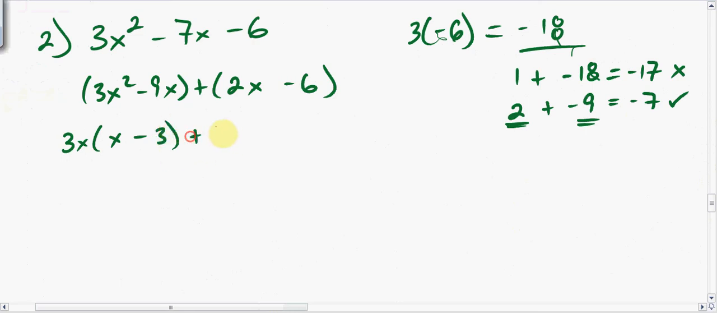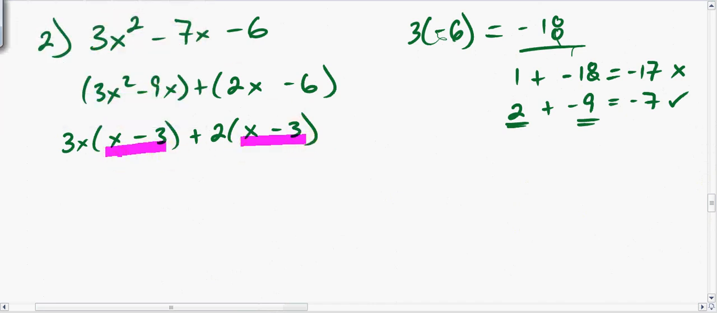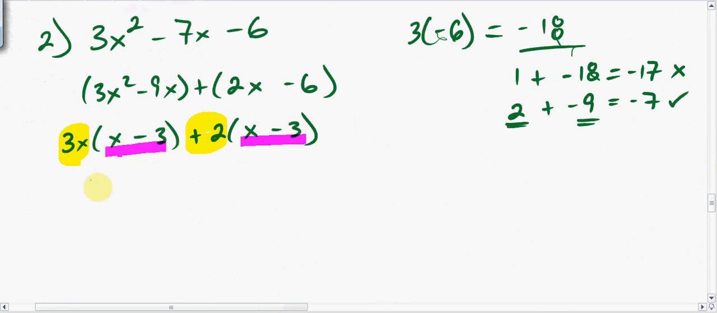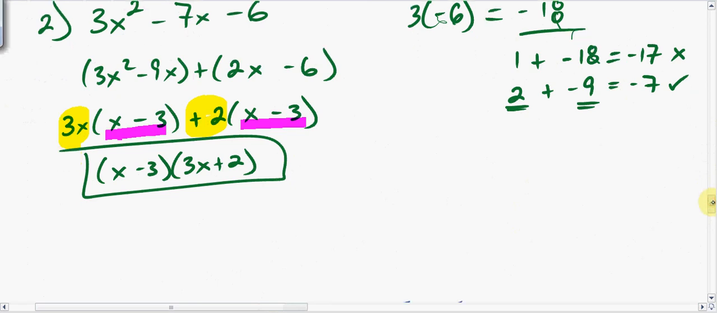What's the GCF here? Pull out 2. 2x divided by 2 is simply x. Negative 6 divided by 2 is negative 3. Looks like we're in good shape. We have two binomials that are exactly the same. I write once whatever's left, which looks like 3x plus 2. I also write x minus 3, and there's your answer. Okay, that is the end of part 2.